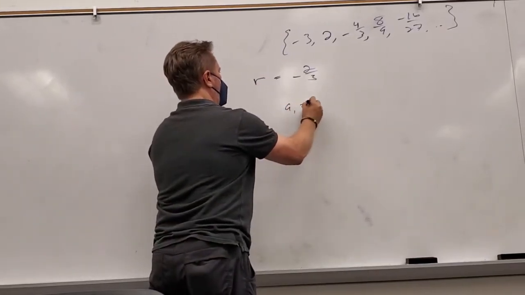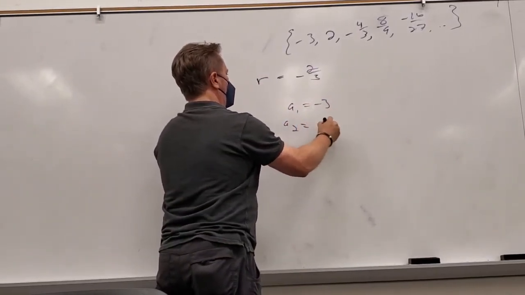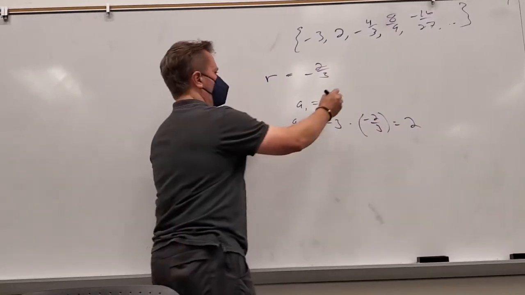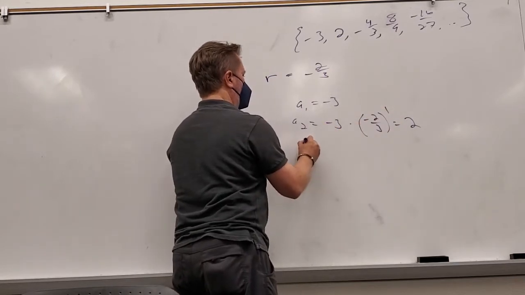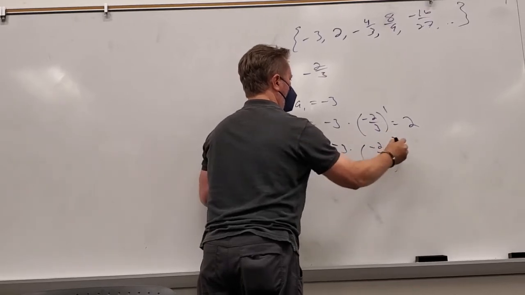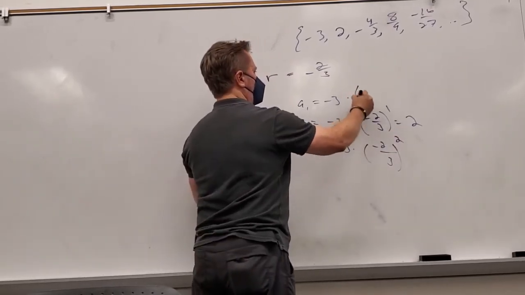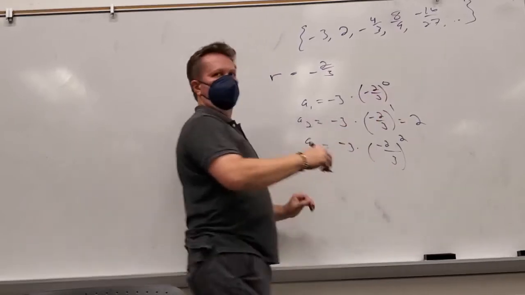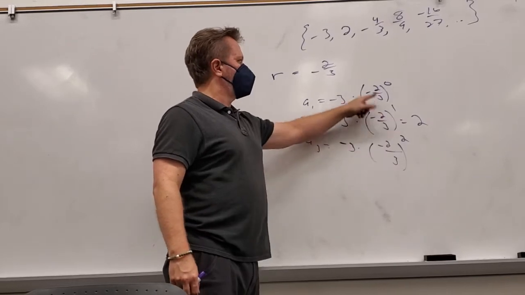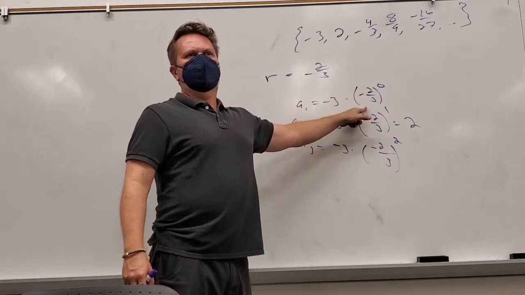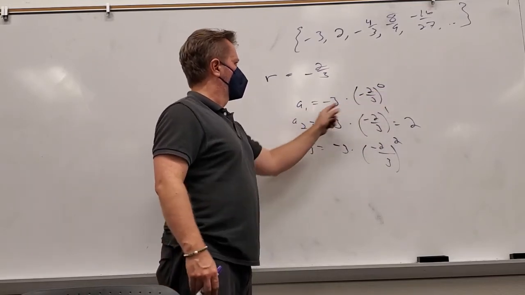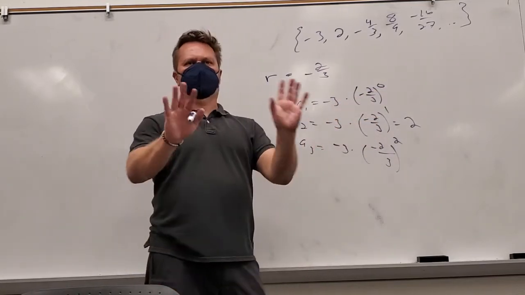So A1 is negative 3. A2 is negative 3 times negative 2/3, right? So A3 would be negative 3 times 2 of these, right? So what, this is times how many of these? None. So that's a neat trick to remember, right? Later you see one of these, 2 of these will go backwards. And why is that important? Because that tells you where n is, so what's the power going to be? N minus 1. Okay, that's enough.